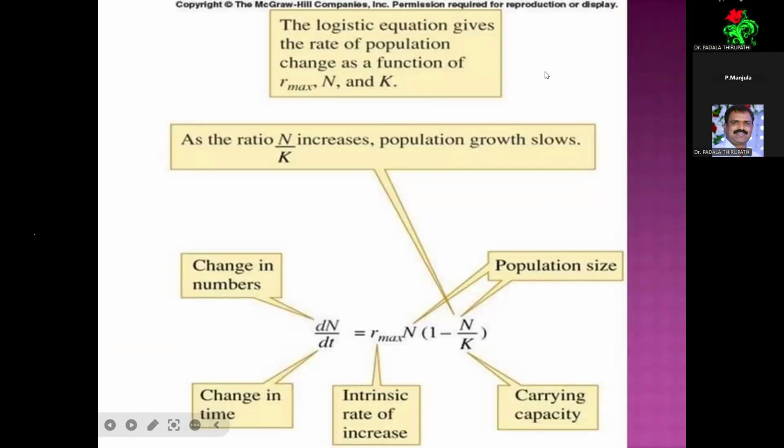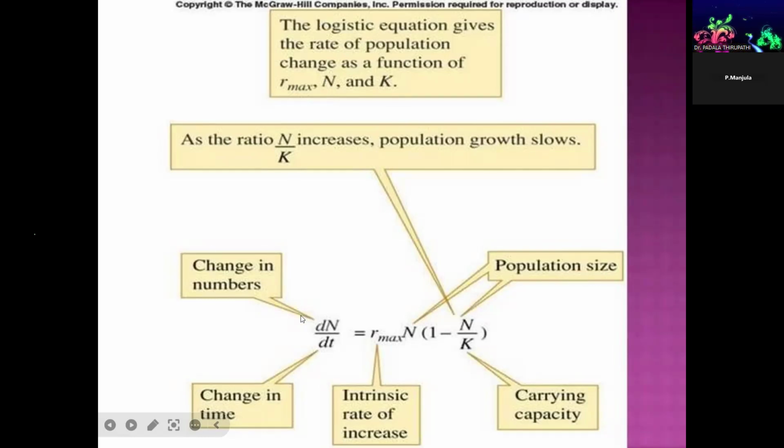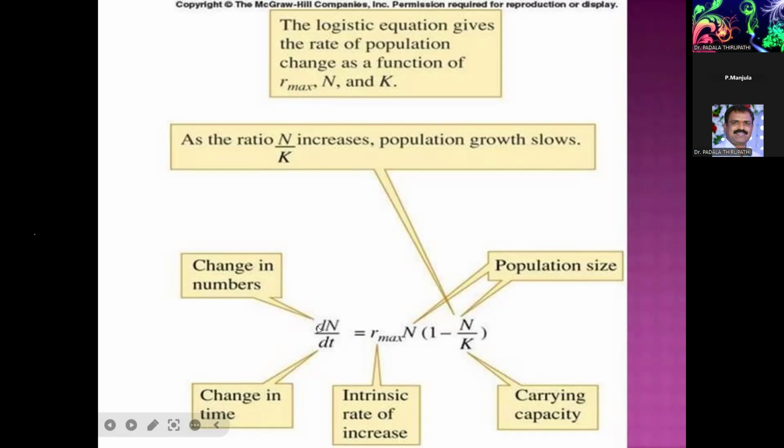Okay, so here are the mathematical concepts. There is a logistic equation which gives the rate of population change as a function of R max, mainly N, and also the K. As the ratio of N by K increases, the population growth slows. So dN means change in number, dt means change in time, R max is the intrinsic rate of increase, N is population size, and K is carrying capacity.